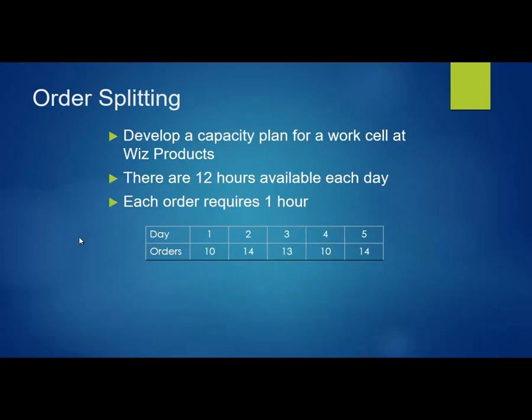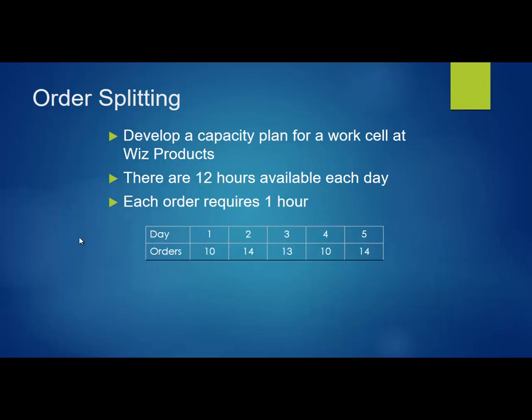This is an example of developing a capacity plan for a work cell at Wiz Products. There are 12 hours available each day. Each order requires 1 hour. Let's look at this company, this example, and see what they have.